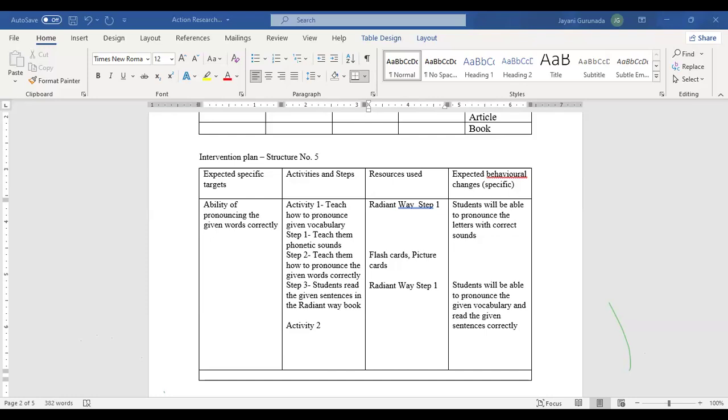Resources used: pictures, colors, exercise books, workbook, textbooks, some stars, doll, some sand. Expected behavioral changes: students will be able to write the letters with correct formation. Students will be able to write the sentences correctly.